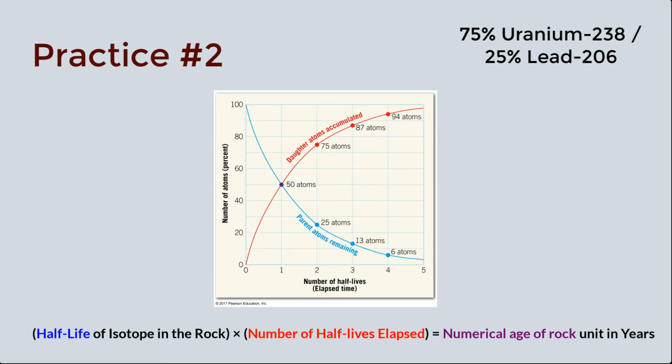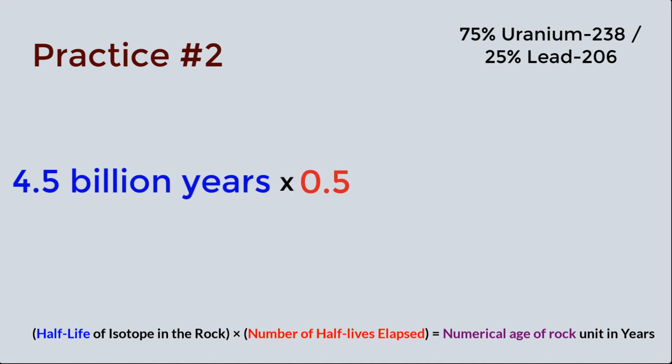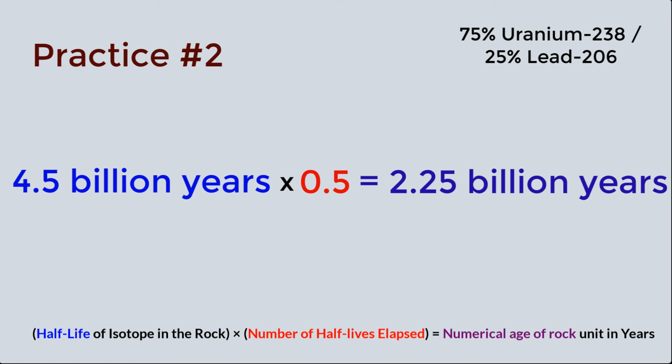Now you see on this graph we don't have an area where 75% of the parent atoms are still present in the rock, so we have to make one. And if 75% of the parent atoms are still present, that tells us that only 1/2 of a half-life has elapsed. So that's our second value that we will need. Finally, we're just going to throw this all together. 4.5 billion years multiplied by 1/2 of a half-life gives us an age of the rock of 2.25 billion years.